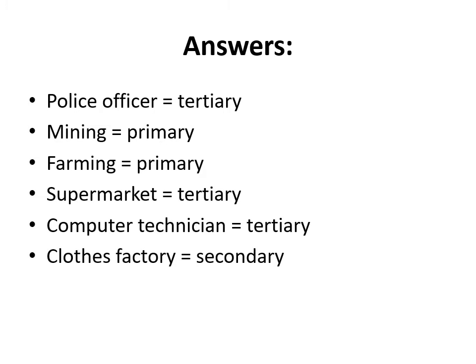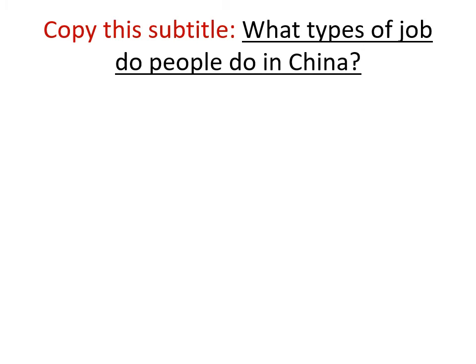And the clothes factory is secondary. Being a factory, that one should be nice and simple. They are manufacturing clothes, so therefore are secondary. So I'd like you to copy this subtitle next. What types of job do people do in China? Write it up against the margin and underline it just like I have there. You can pause the video now.